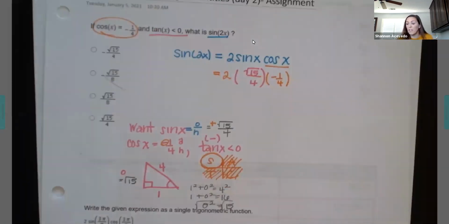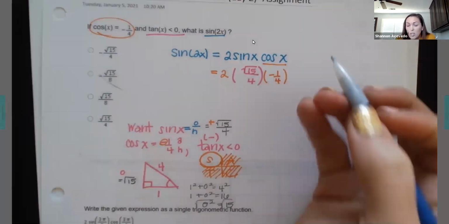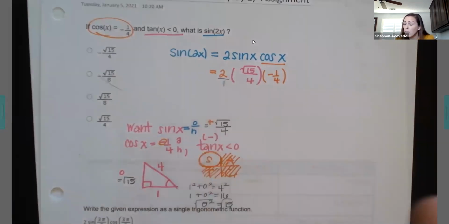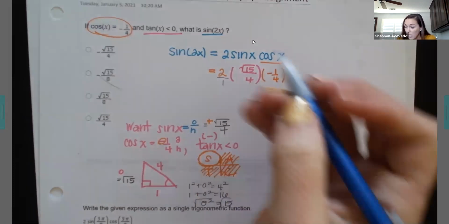That's the hard part, is figuring out that missing piece. But once I get that, I could go ahead and just multiply everything. And I have the same thing as 2 over 1 if you prefer to look like that. If you wanted to simplify, you could. If you wanted to wait till the end to simplify, you can.